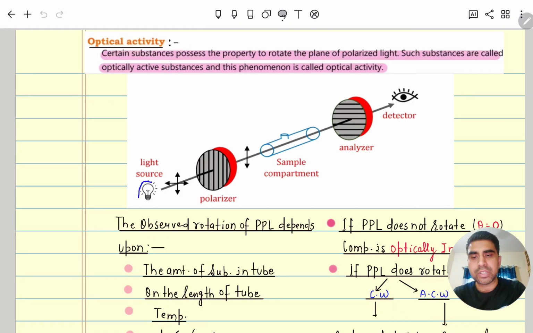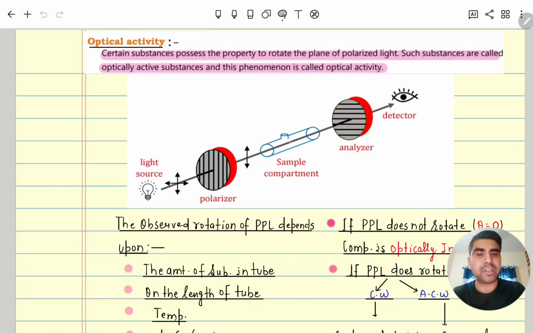So let's suppose a simple light source bulb is there, which is giving unpolarized light, which is three-dimensional light. When it passes through an instrument called a polarizer, after passing through the polarizer it becomes one-directional light, which is called PPL light, plane polarized light.